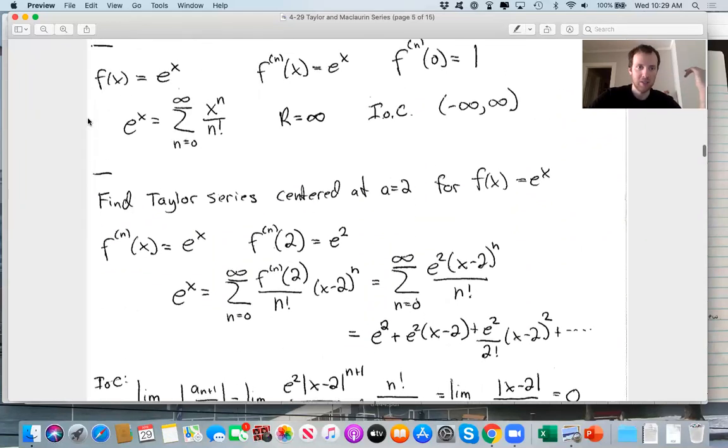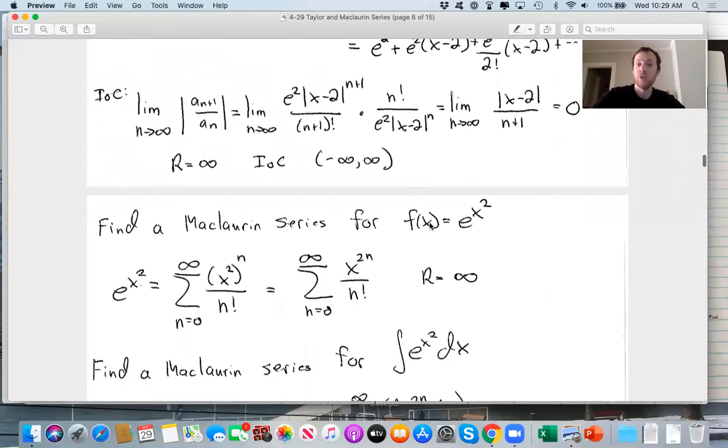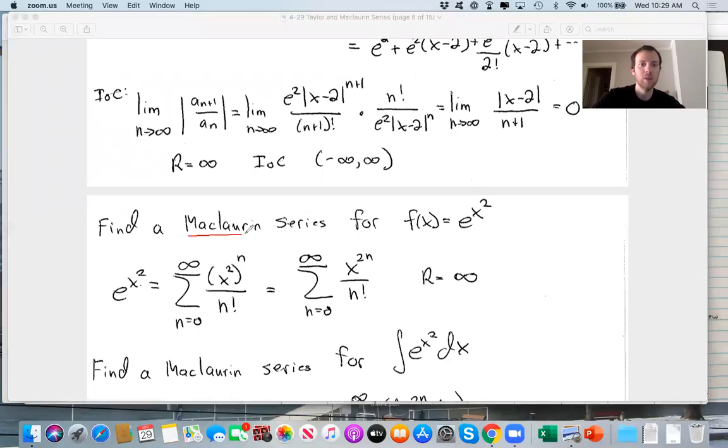Once we have this series, say e to the x is the series x to the n over n factorial, we can do the same sorts of things that we did with the previous series. We can say, well, what's a series for e to the x squared? One thing here is this talks about a Maclaurin series. This doesn't mean use the formula. What it means is find a series centered at 0. And the sort of substituting in method ends up giving us a series centered at 0.